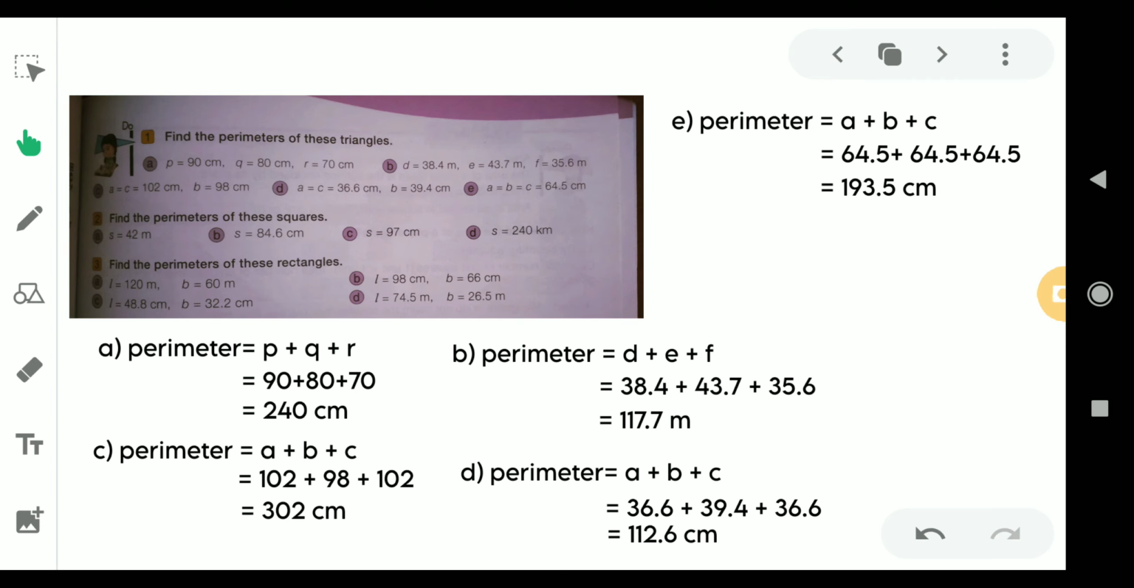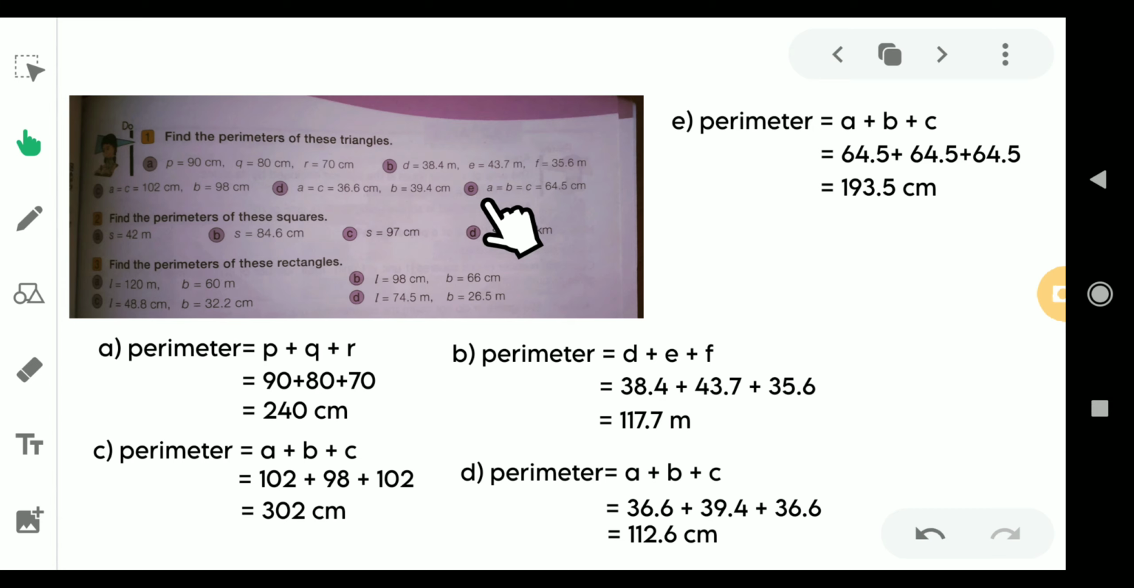Let's move on to the fourth triangle. Here also two sides have the same length, that is A equals C equals 36.6 centimeter, and B equals 39.4 centimeter. So A plus B plus C: A is 36.6, the side B is 39.4 centimeter, and the side C measures 36.6 centimeter. When you add all these you would get 112.6 centimeter.